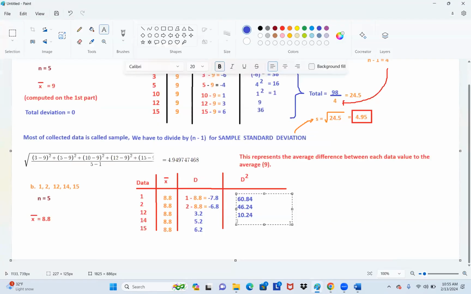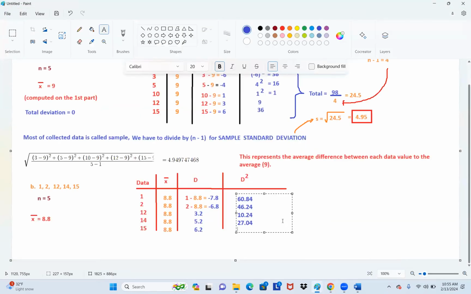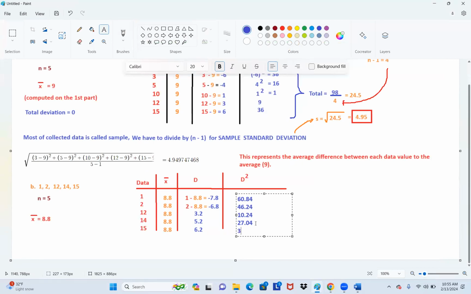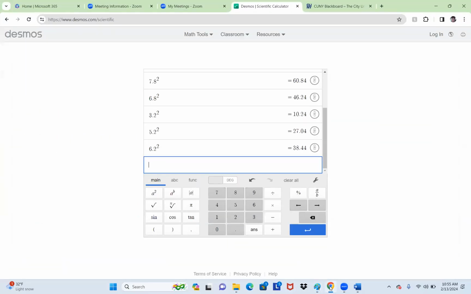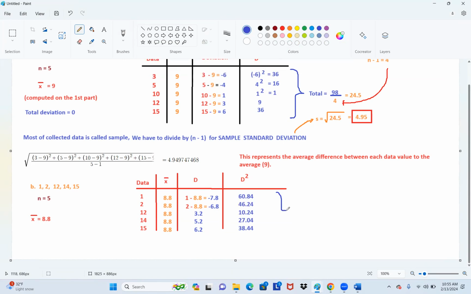And then we got 27.04. And 6.2 squared, we're going to get this one equal to 38.44. Okay, are we good? Is that good, people? And we simply add them up, take a total again.